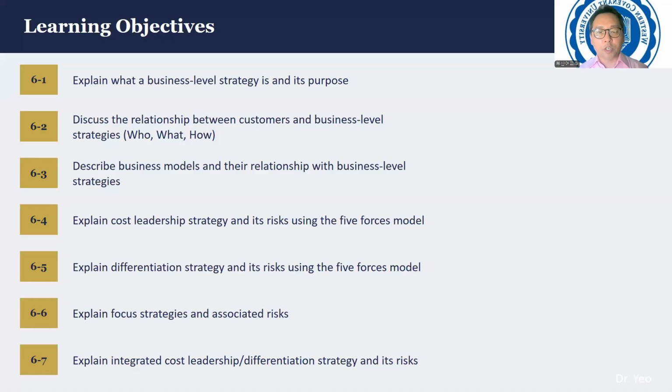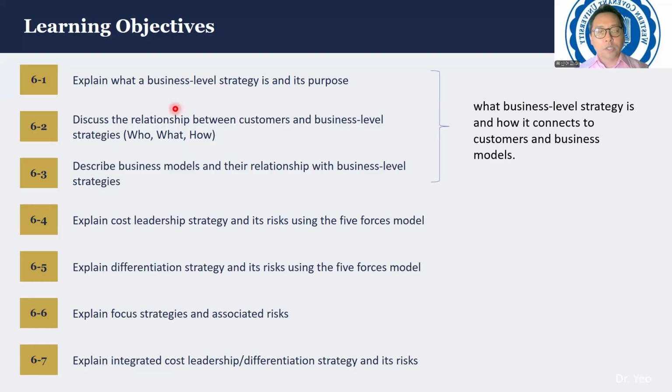So these are the learning objectives. We have 7 learning objectives, and I want you to keep these in mind throughout our lecture. Notice that objectives 6.1 through 6.3 are about building the foundation. They tell us what business level strategy is and how it connects to customers and business models.